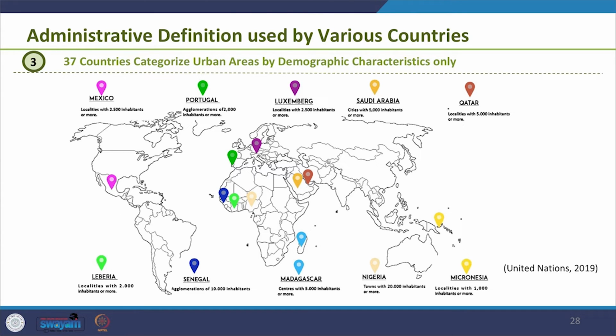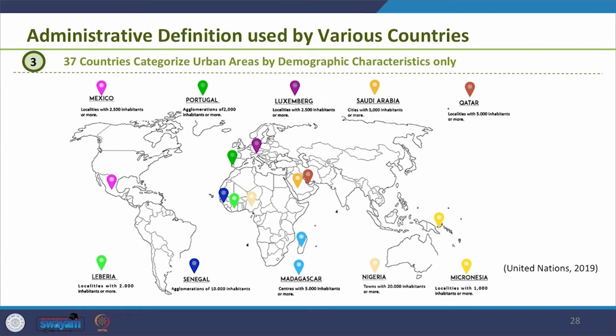Then we see Portugal, which identifies 2,000 inhabitants or more. So their criterion is just this. Luxembourg, here we see 2,500 inhabitants or more. Saudi Arabia, we see 5,000 inhabitants, which is similar to our Indian scenario. Qatar also has the same 5,000 inhabitants. Then we see Micronesia here, which uses 1,000 inhabitants or more. Madagascar, we see 5,000 inhabitants or more.